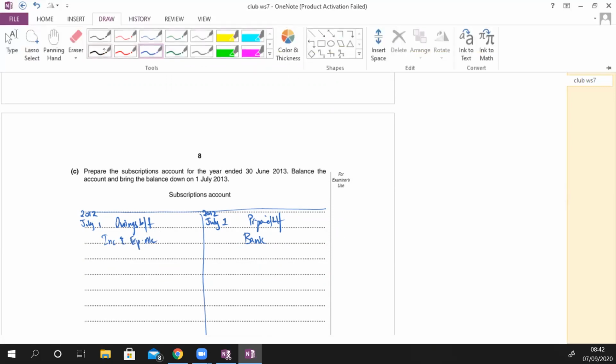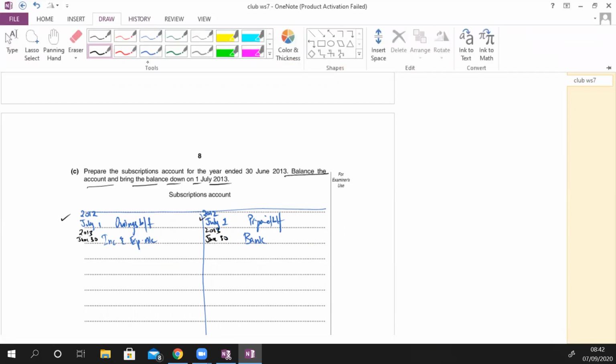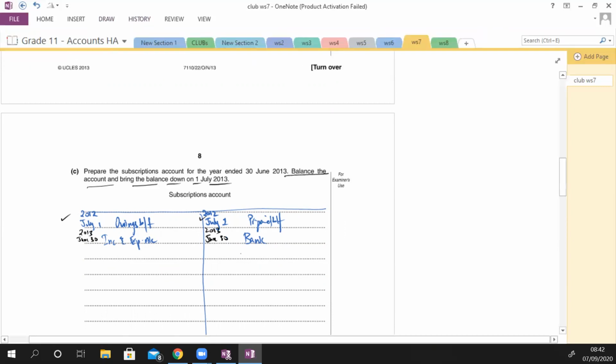Now, something to remember. Opening balances will be upon the opening dates. The rest of the values will be on the closing dates, which is June 30th, 2013. And it was saying balance the account and bring the balance down further. That means it is important that you balance it and bring down the balance. Okay, let's do it, no problem. After this, here carry down, on the same dates, prepaid carry down, same date.